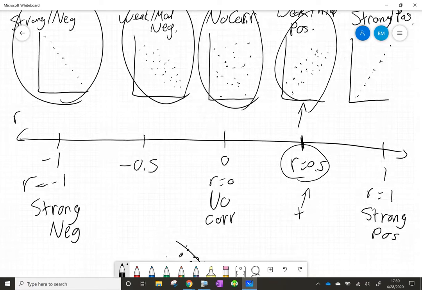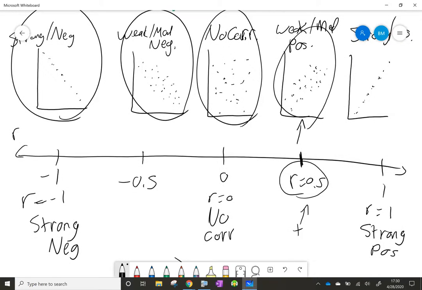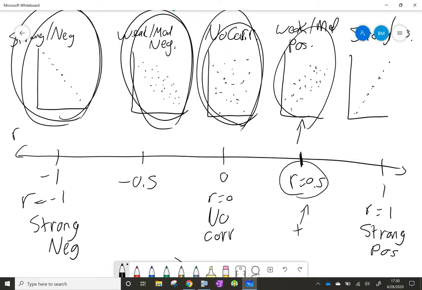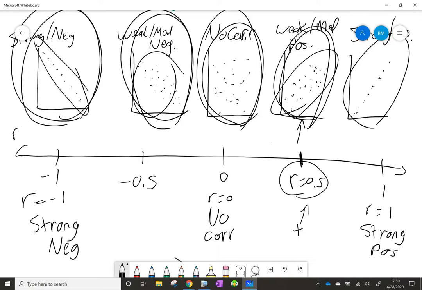It's basically a scale from -1 to +1 that measures how tightly your data points are packed together. The more spread out they are, the weaker the correlation is; the more in a line or in a row they are, the stronger it is. And the correlation coefficient is just a number to measure that.